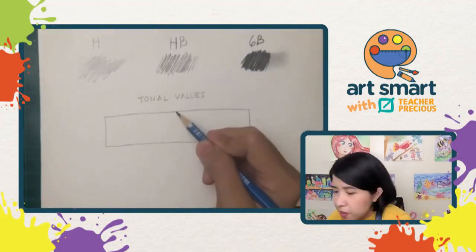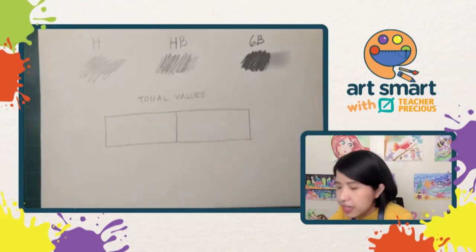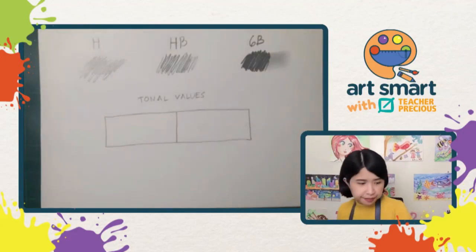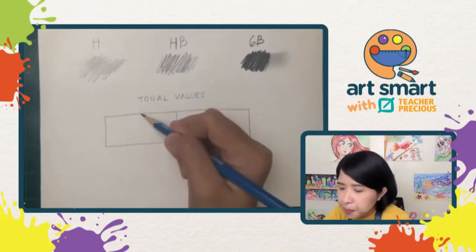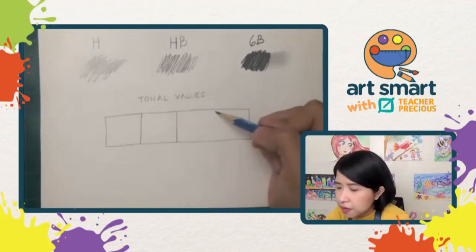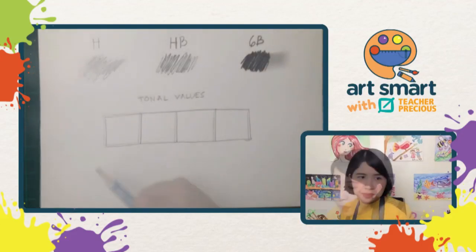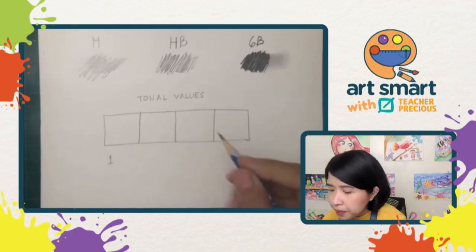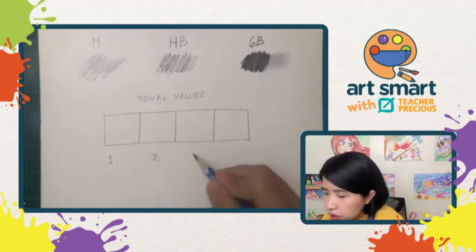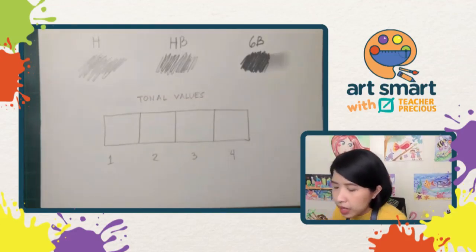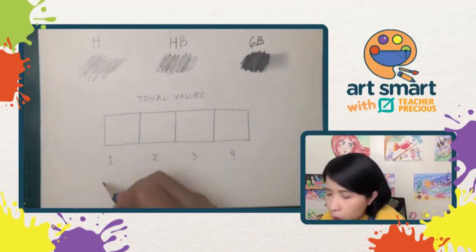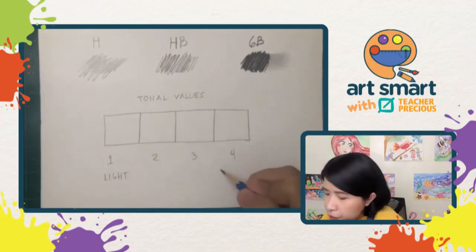Okay. Now, hatiin nyo sa kalahati. Divide it in half. Okay. This is for medyo pang-advanced na ha. And then half. And half. Now we have 4 squares. Okay? So we'll name this number 1, name this number 2, 3, and 4. Okay. So for number 1, this will be our light tones. And the number 4 will be our dark. Number 4 natin, dark tones, ha?